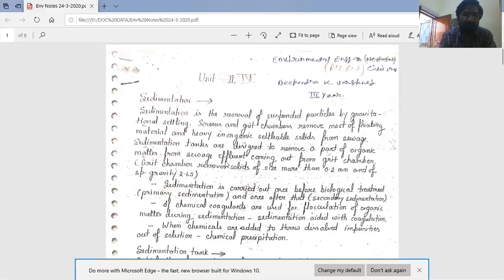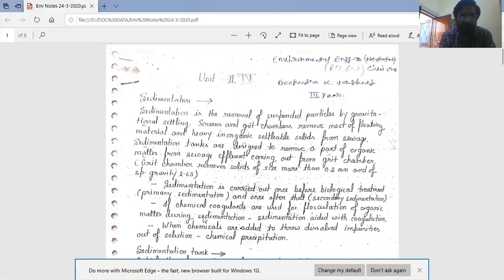First, sewage enters the grit chamber, then it enters the sedimentation tank. The grit chamber removes solids of size more than 0.2 mm and specific gravity 2.65. Then sedimentation. Sedimentation is carried out once before biological treatment, primary sedimentation, and once after that, secondary sedimentation.